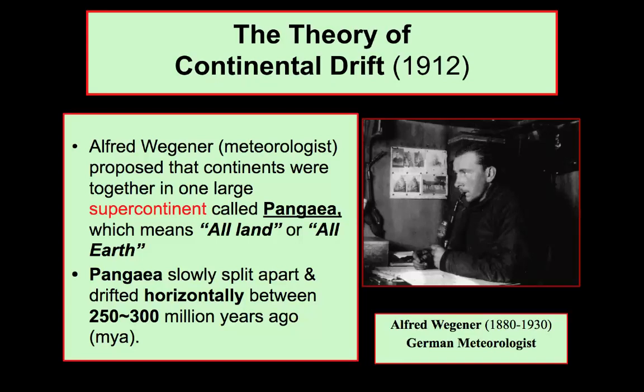It's Friday, May 29th, and today I'm going to take you through a quick review of the theory of continental drift as we move forward to learn a little bit more about the theory of plate tectonics. The theory of continental drift was proposed by Alfred Wegener in 1912. The theory simply states that all of the continents were once together in a supercontinent called Pangea. Pangea meaning all land or all earth. Pangea slowly split apart and the pieces drifted horizontally to their current locations.